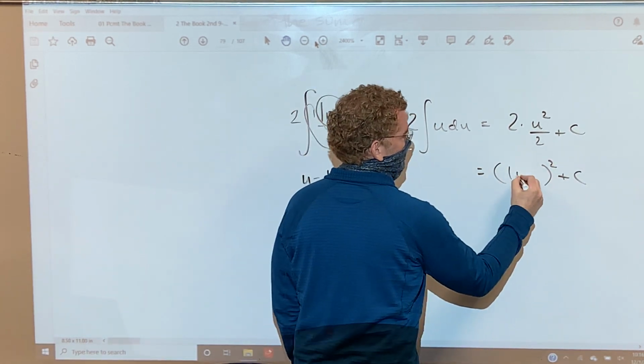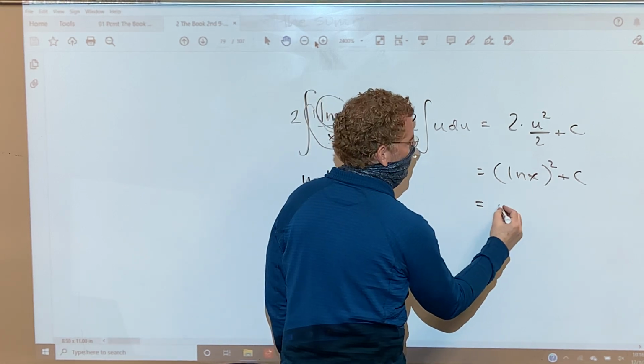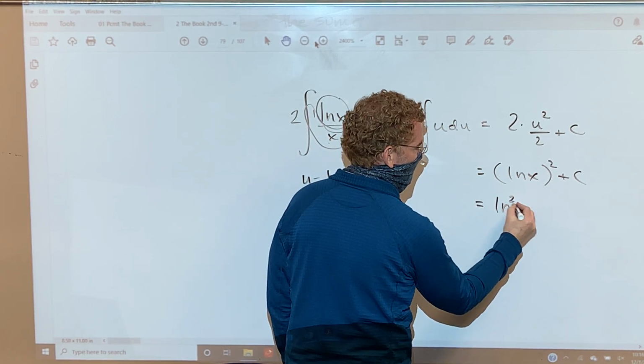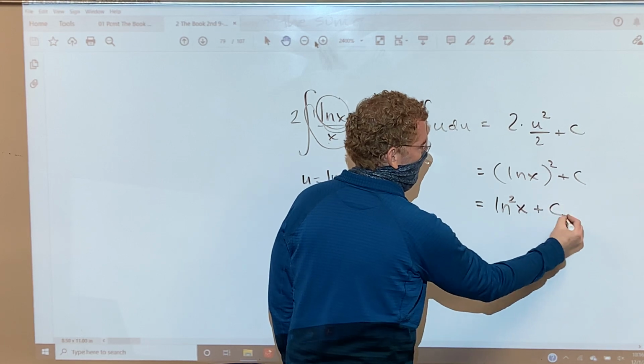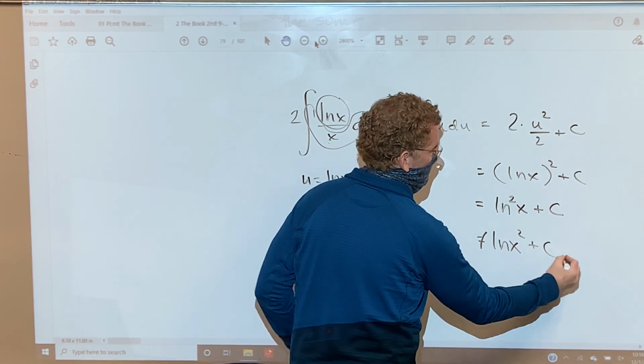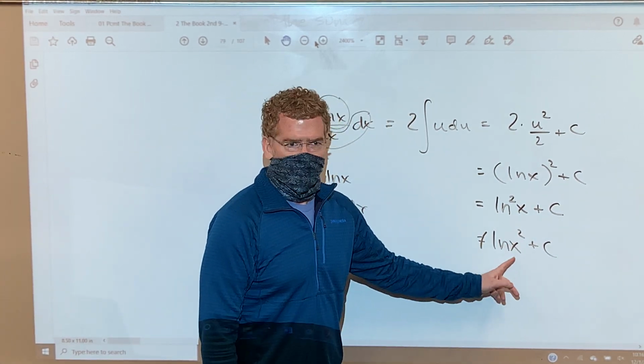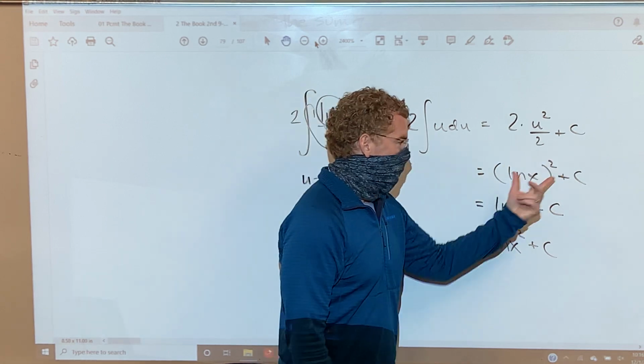u is ln x. And by the way, you can write a natural log like this, or you can write it like this, kind of like you do with trig functions. But why is this wrong? Because that's saying just the x is squared, right? And you're really squaring the whole log.